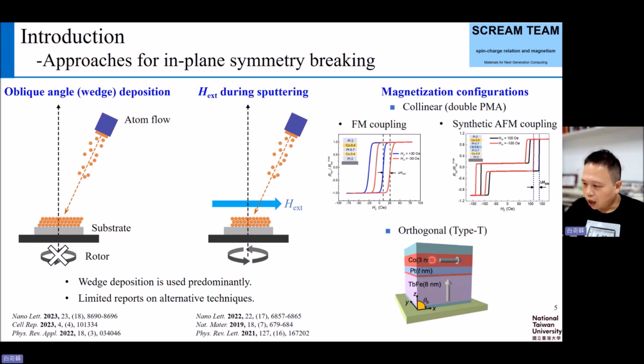And note that in this kind of structure, naturally, it already has this 90 degree angle between the two layers. So it will be much easier to observe the DMI effect, since the DMI is related to the cross product of the two ferromagnetic layers.